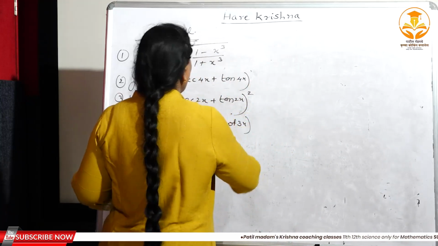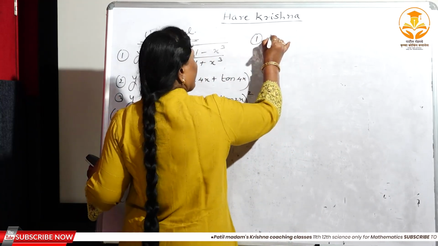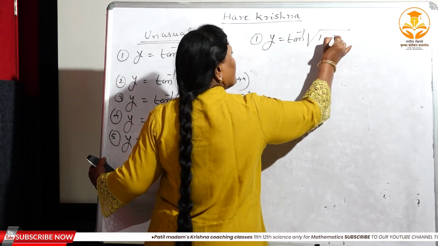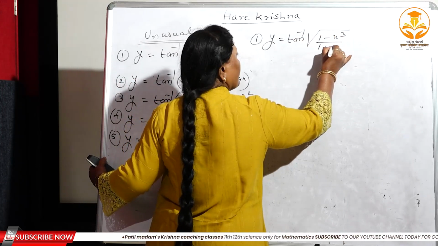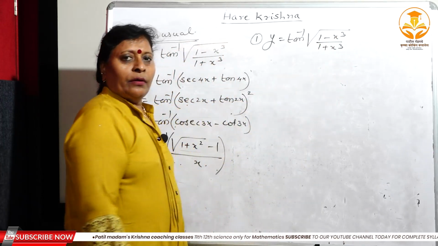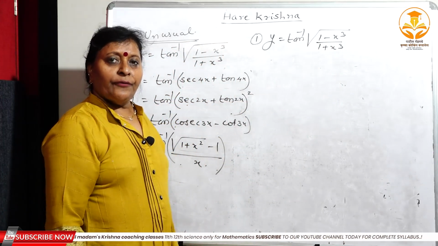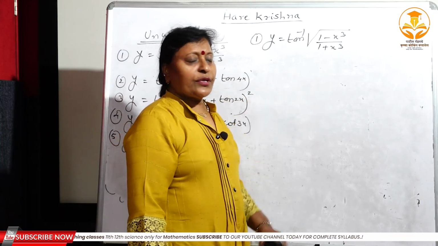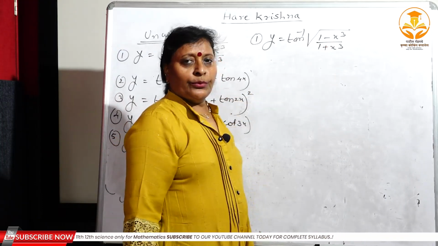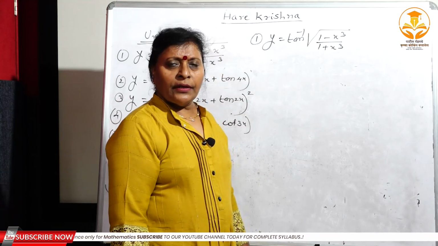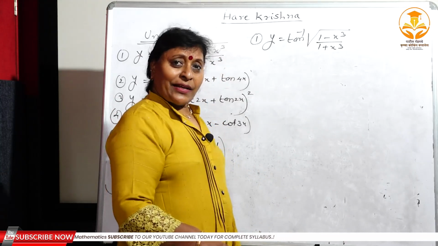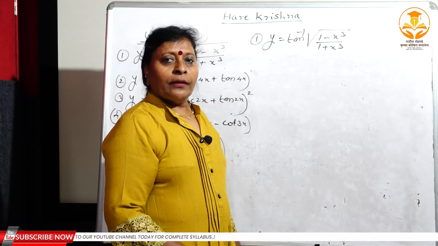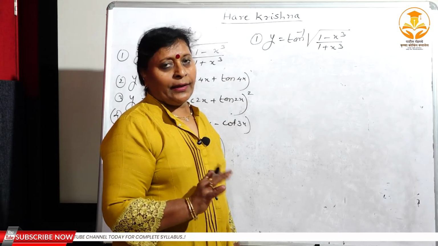See, unusual one. The first one, y is equal to tan inverse root of 1 minus x cube divided by 1 plus x cube. If you observe all my videos, can you decide where you have to substitute, what you have to do? You can't imagine, isn't it? Therefore, it takes too much time. By practicing and practicing, then and only then your ideas get clear.